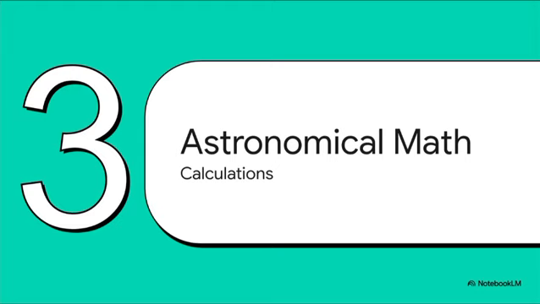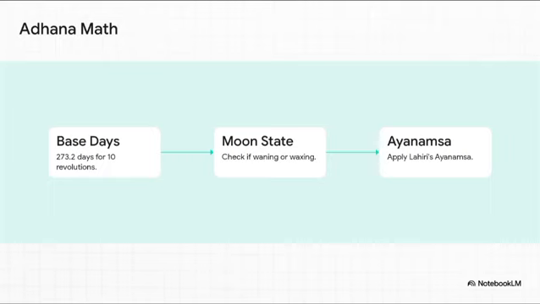Which brings us to Section 3, Astronomical and Mathematical Calculations. Now, building a Chandra Kundali isn't just guesswork. It requires some seriously precise math. To calculate the exact time of conception, known as the adhana, the texts lay out a strict mathematical base. The formula starts with a baseline of 273.2 days. Why that specific number? Because that's exactly the time it takes the moon to complete 10 full revolutions around the 360-degree zodiac. From there, astrologers have to meticulously check if the moon was waning or waxing and whether it was positioned in the visible or invisible half of the sky.